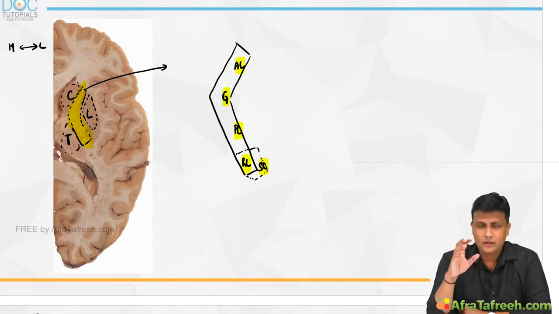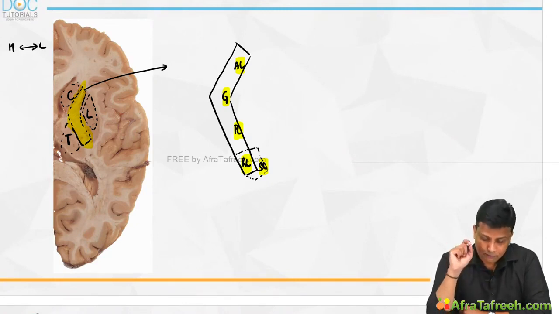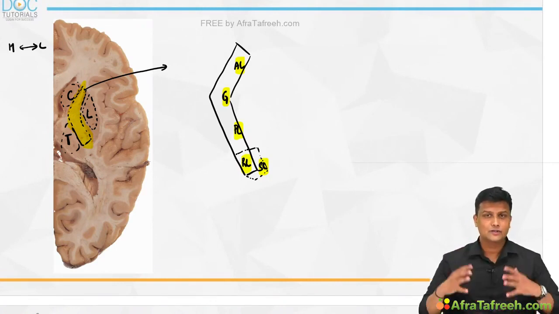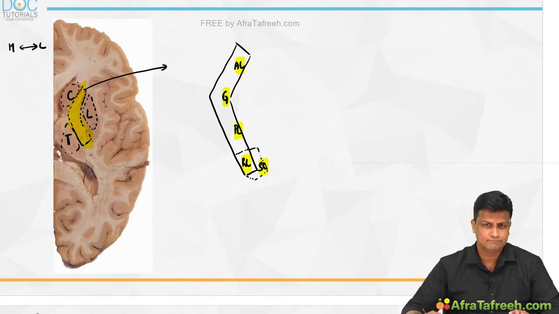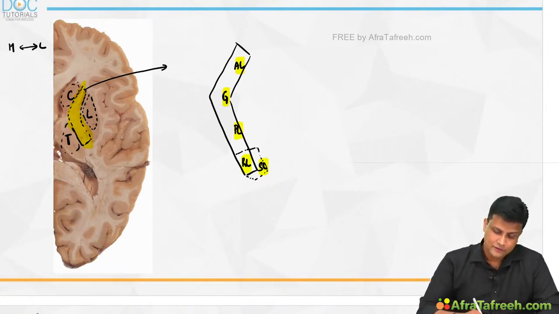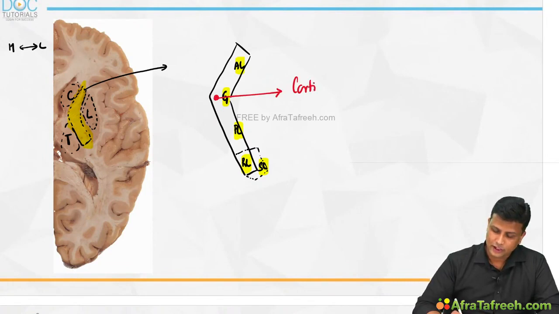So we have learned from our diagram the parts and relations, no doubt about that. But your AIIMS examiner is actually interested in the tracts which pass through the internal capsule. The AIIMS examiner is very much interested in the tracts passing through the internal capsule, and I will even tell you the reason why. First of all, the genu part here. What is the tract which is going to pass through the genu part of the internal capsule? That will be the corticonuclear.